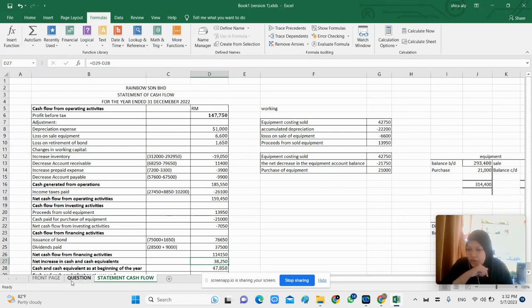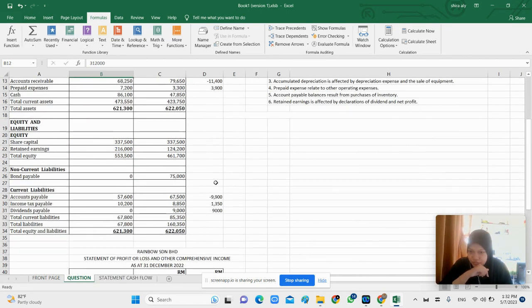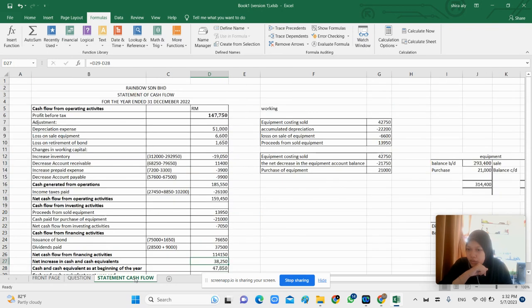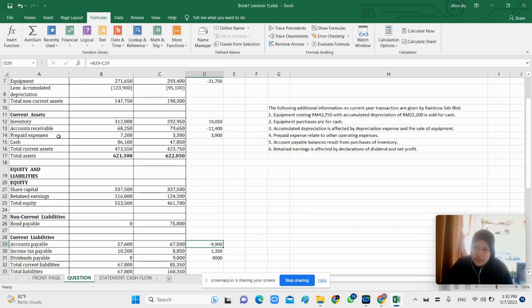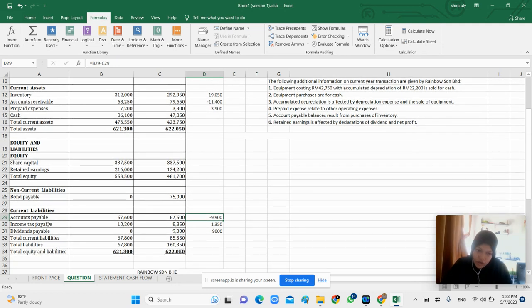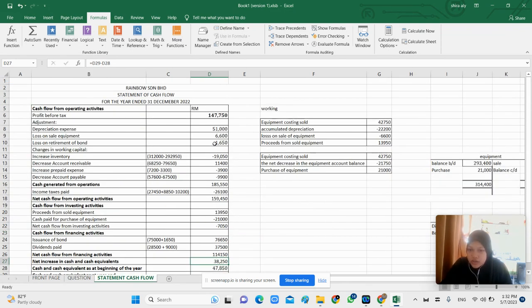For the current liability, as we can see here, income payable, after we deduct, we get a decrease. So when decrease, we have to deduct. And then after inventory, we have account receivable, prepaid spend, and after that, account payable, the last one. After that, we total up, we get the cash generated from operation.